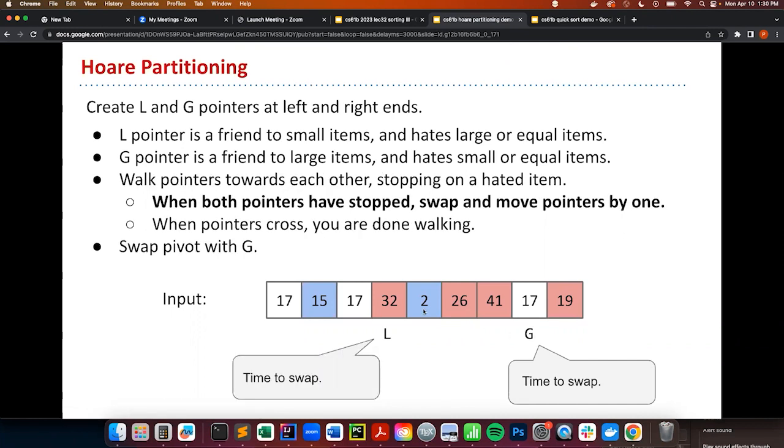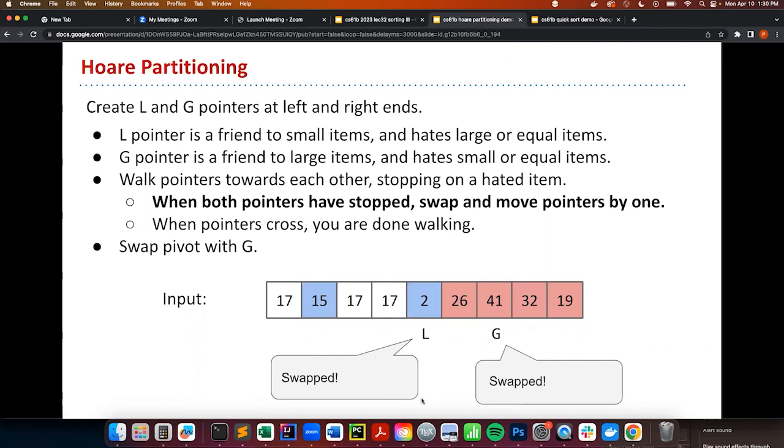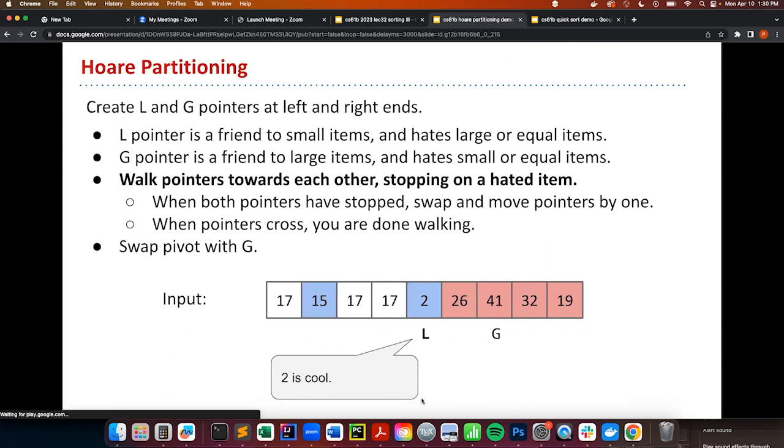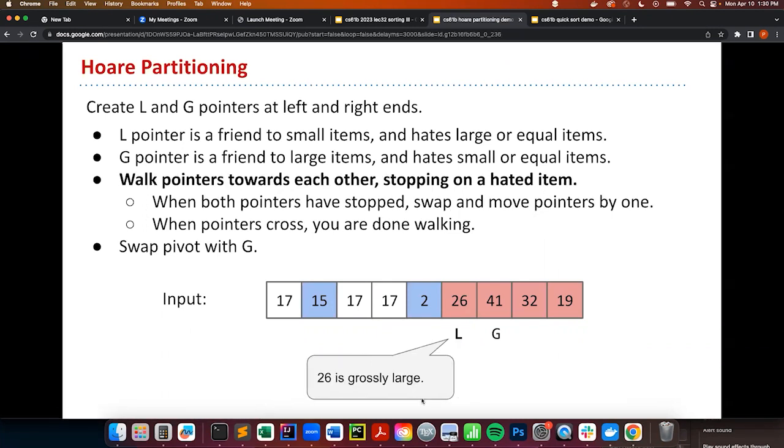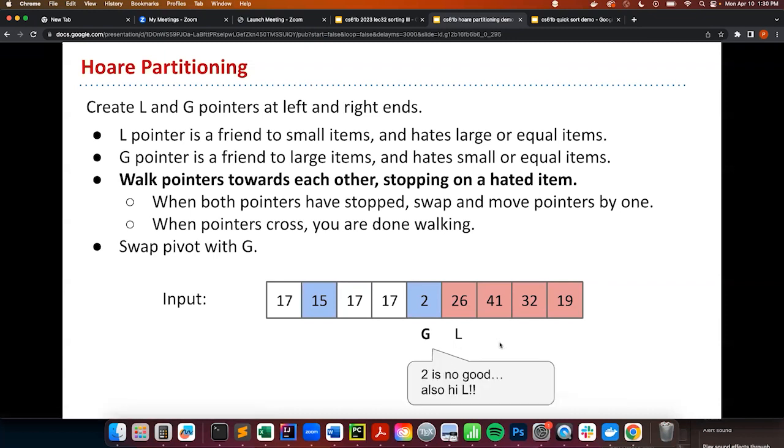17 and 32 trade, so we're going to swap. Where's L going to be after the swap? Where's G going to be? Great, okay, so they swap. L thinks what about 2? Great, okay, 2 is cool. Oh, 26 is grossly large. Okay, great. And then G is going to start walking. It goes left. Okay, 41 is fine, 26 is fine, ends up here. 2 is no good, and also, hey, my buddy.